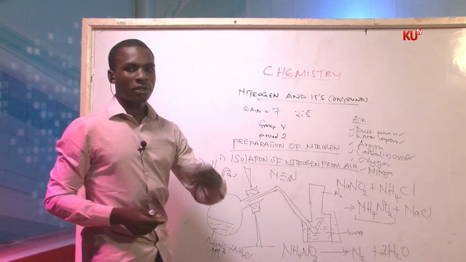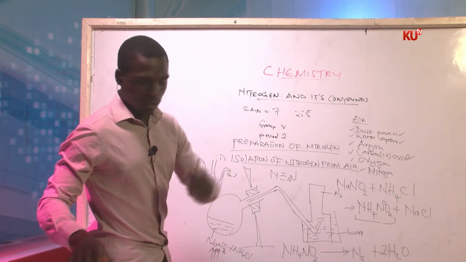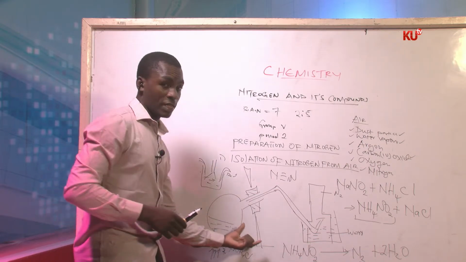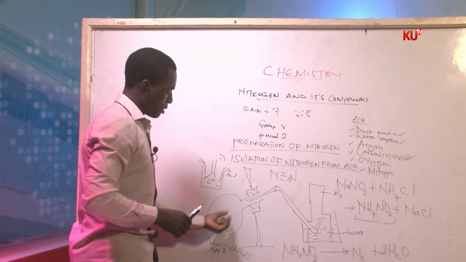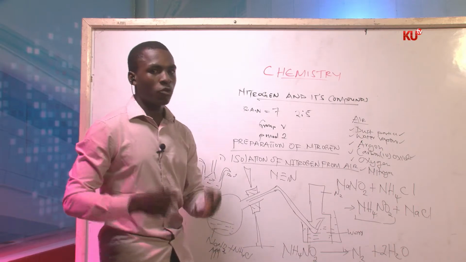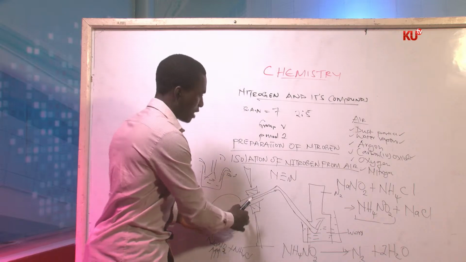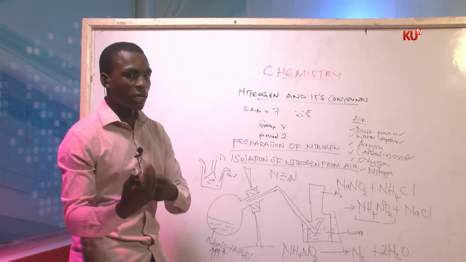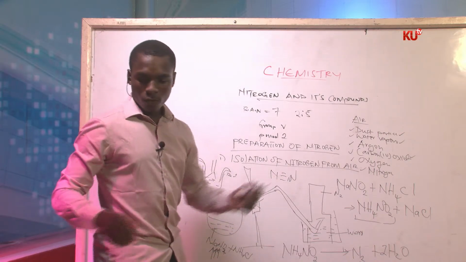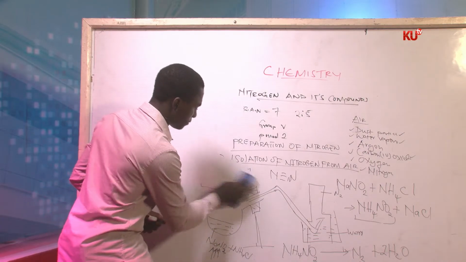Now, without wastage of time, let's talk about the oxides of nitrogen. But don't forget about the reagents used to prepare nitrogen here, because there are some correlations between the reagents used to prepare nitrogen and the reagents used to prepare its oxides, especially for nitrogen 1, which we are going to talk about in the next subtopic.